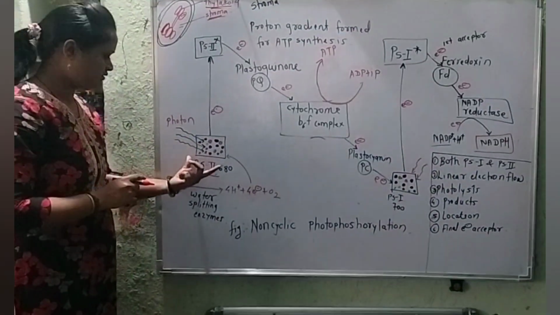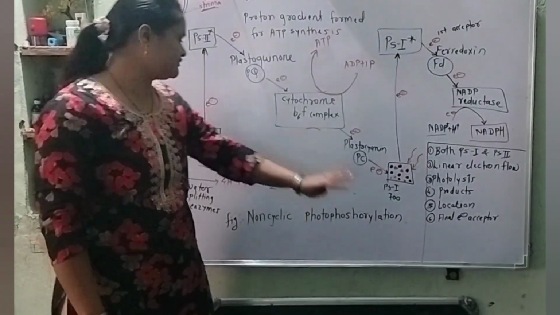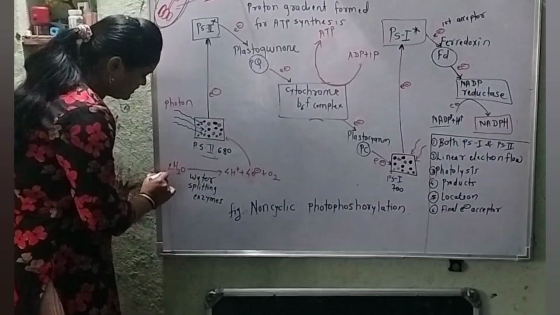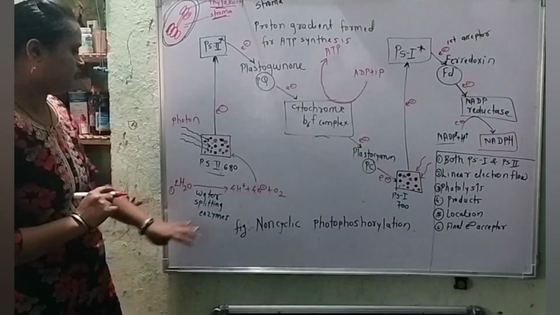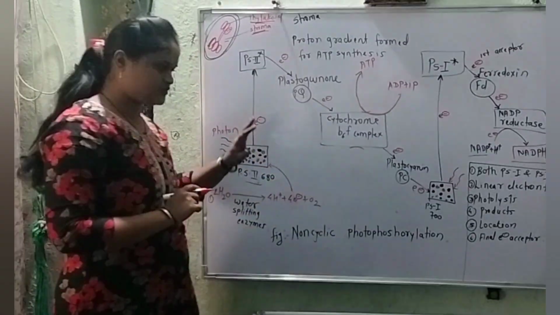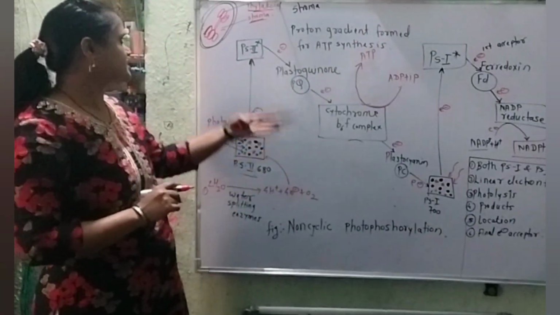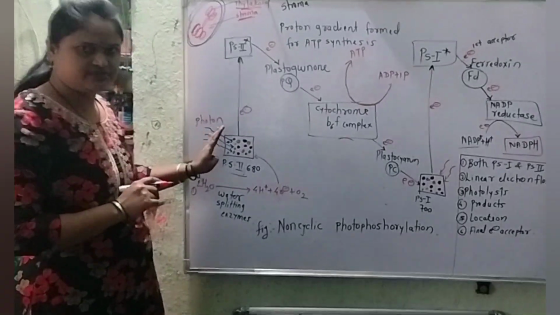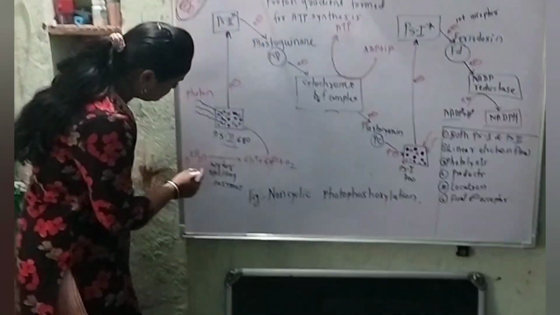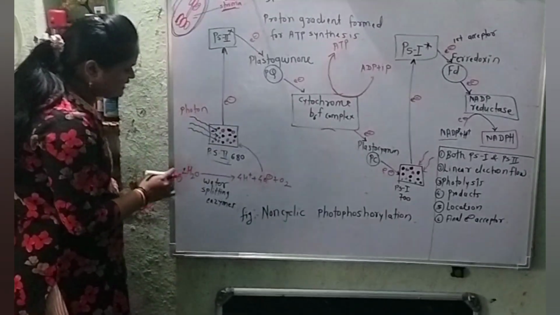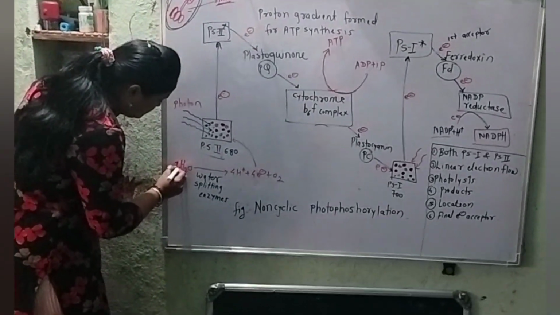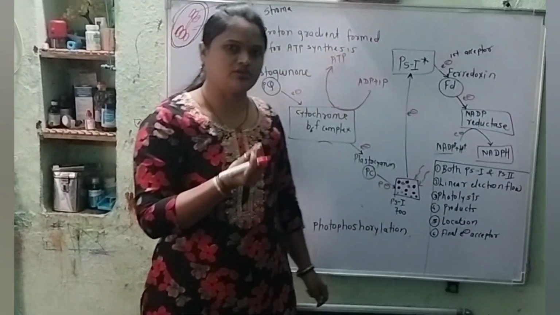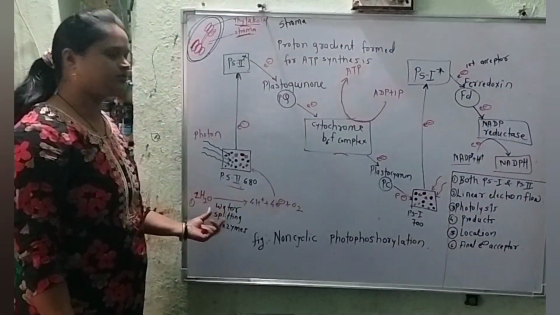So let's see our reaction. This is the non-cyclic photophosphorylation, which takes place on the thylakoid membrane. The first event of our reaction starts from water splitting. Water is absorbed by the root and transferred to the chloroplast. When a photon of energy strikes the pigment system in the chloroplast, the first event that takes place is the photolysis of water. Photo means sunlight, lysis means breakdown. In the presence of sunlight, there is a breakdown of the water molecule.